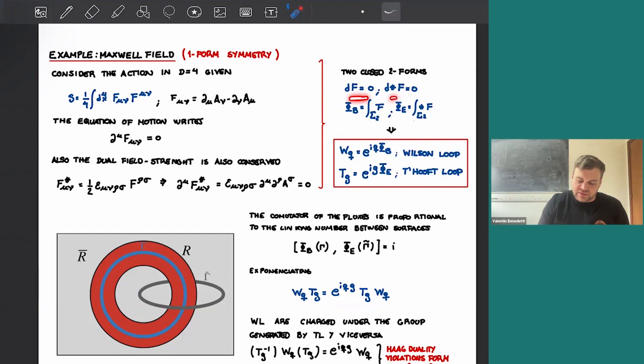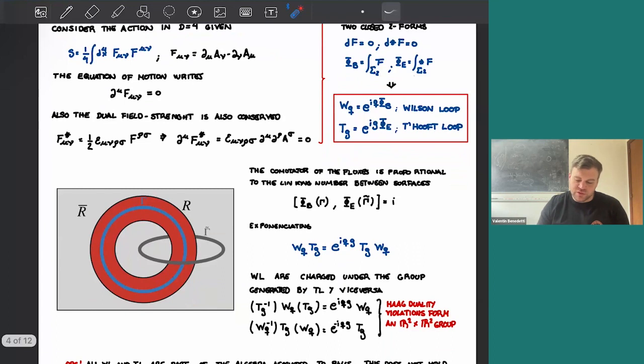One is F and one is the dual of F that define two non-local operators for ring-like regions, which are essentially the magnetic flux and the electric flux. These operators can be exponentiated, and we will get the Wilson loops and the 't Hooft loops. One can compute the commutator between these Wilson and 't Hooft loops. The fastest way to do that is to compute the commutator between the fluxes.